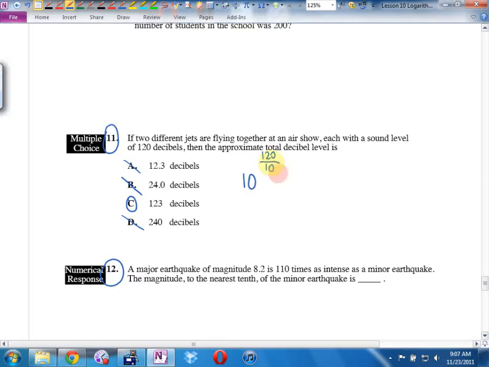Here's two planes. Yes? That equals 10 to what power? And once I know the exponent, I should be able to figure out what decibel level that is. Katie, is that okay? Now, here is where I would cheat just a little bit.